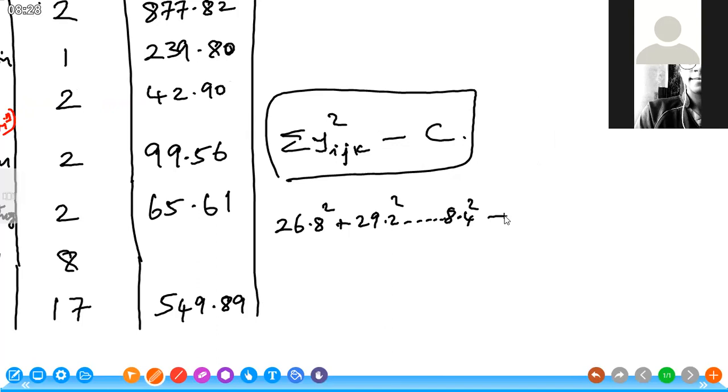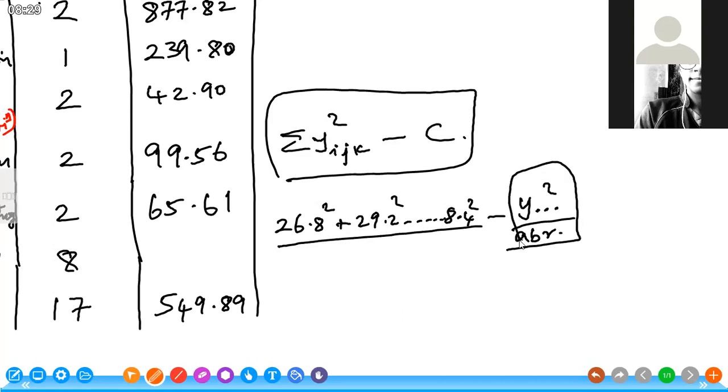What is the correction factor? The grand total, Y dot square, divided by A, B, R. If you have done it, I'm not sure how it is. So what is the value that you are getting? 1,331.229. 1,300, right? So we will have to cross check the values. But I'm also not sure. Can you all calculate once again and see?